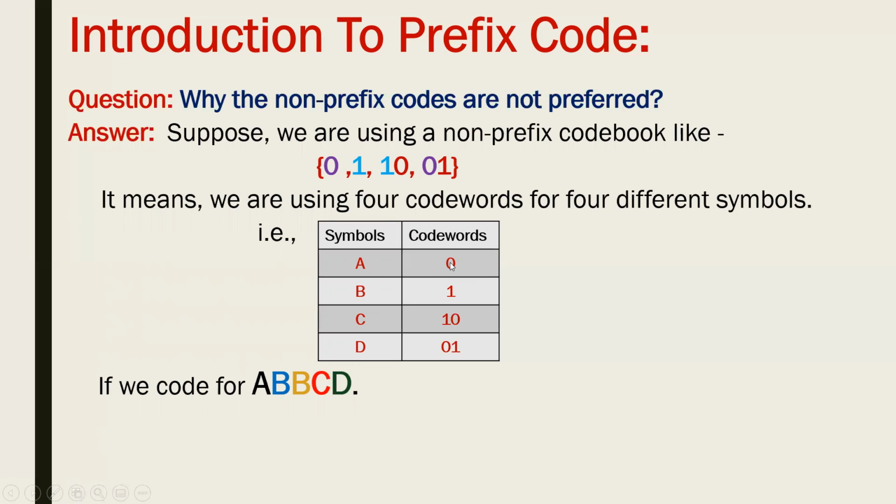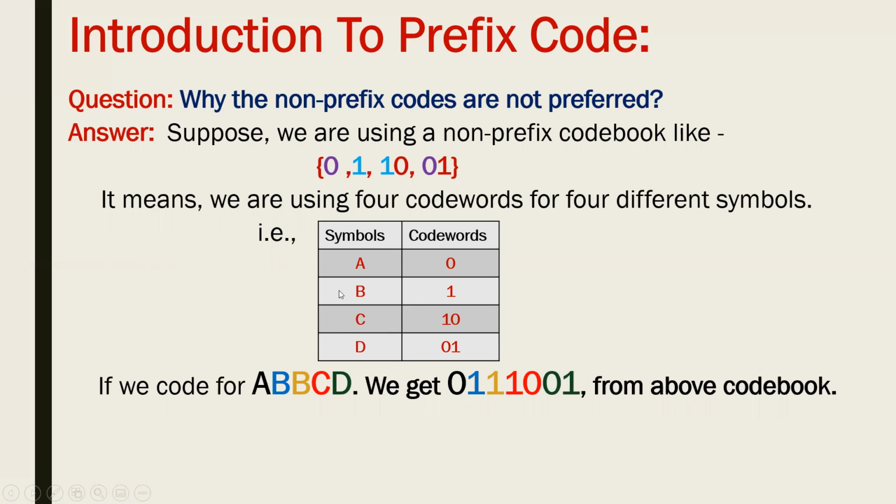Suppose A is denoted with 0, B is denoted with 1, C is denoted with 10, and D is denoted with 01. Because there are 4 code words, we can code for 4 different symbols. And suppose we have to generate a code for the word ABBCD using this code book. If we use this code book, then A is replaced by 0, shown in black. B is replaced with 1, shown in blue.